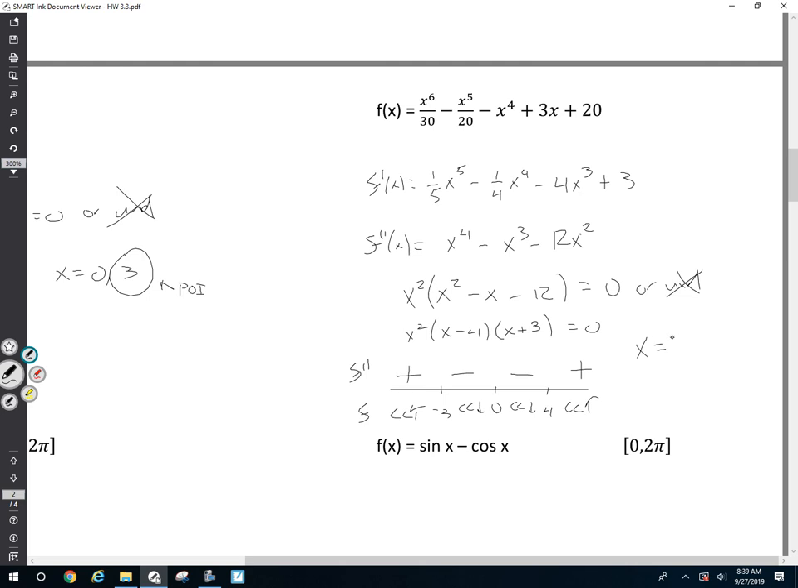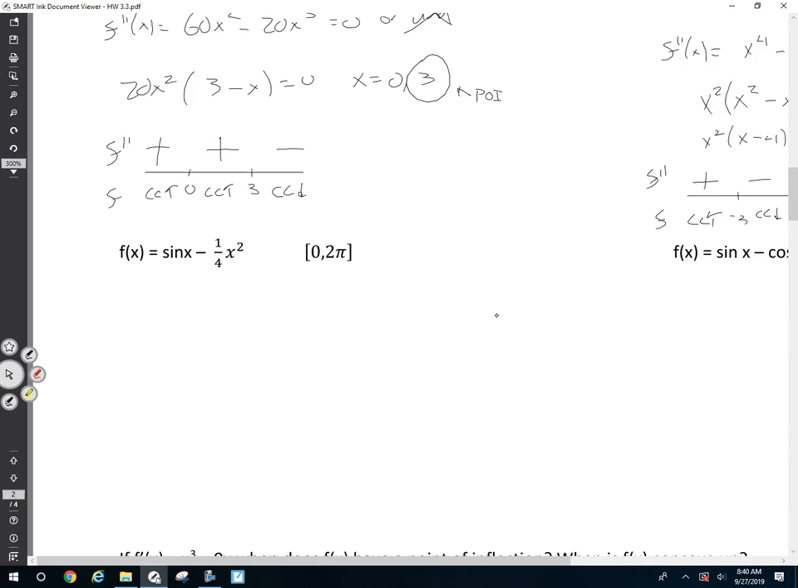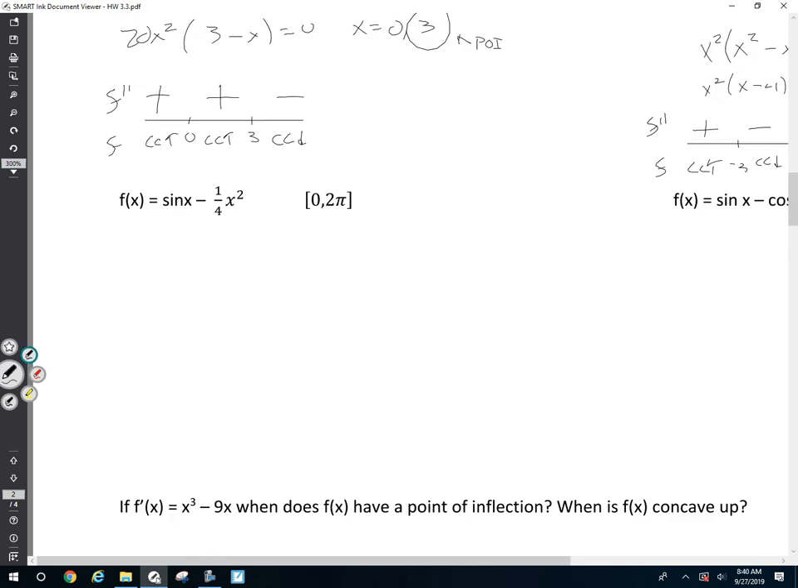X equals negative 3 and 4 are points of inflection. X equals 0 is not. Okay, trig functions. Make sure we go to the second derivative, and now we need to solve.